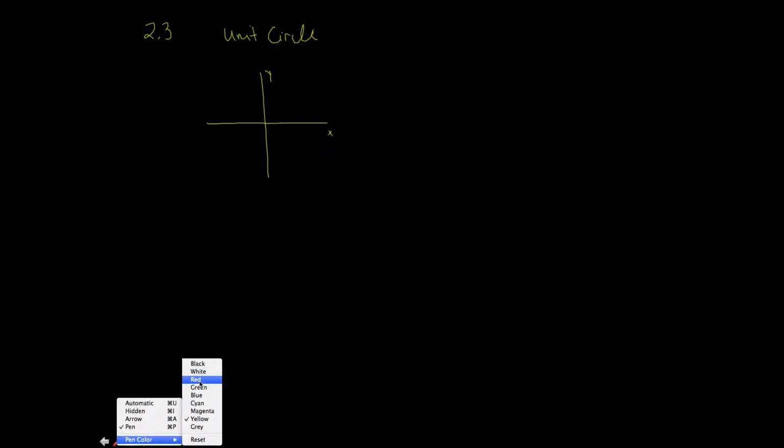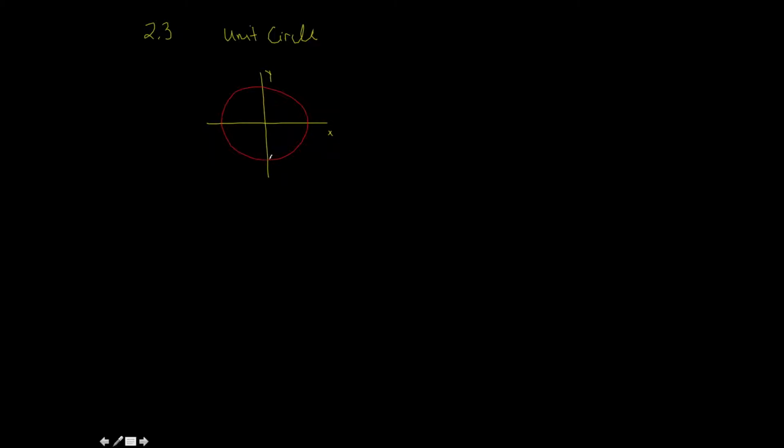Well, if we have a coordinate plane, then we say that the unit circle is the circle that goes around that coordinate plane and has a radius of 1. So that point right here would be the point (1, 0).